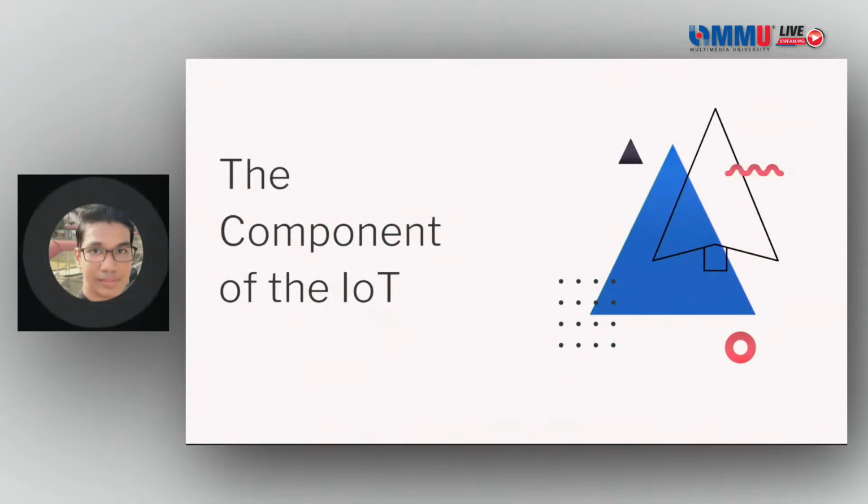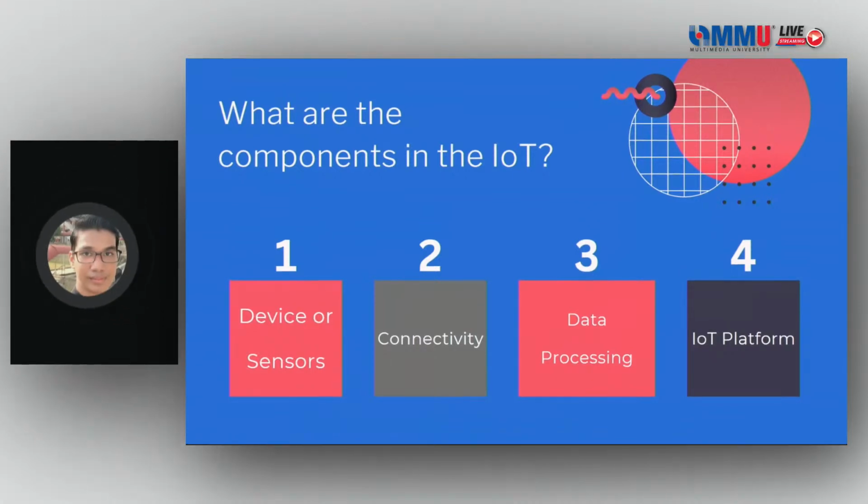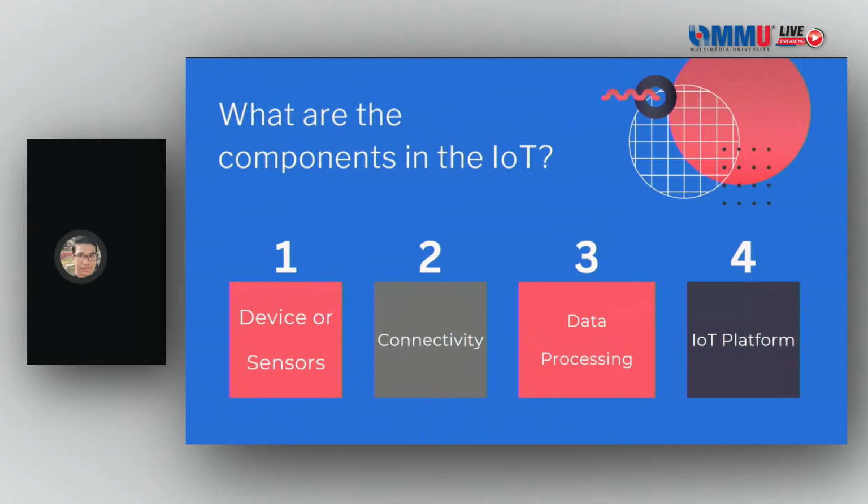So let's proceed to the components of IoT. This is the essential topic that everyone needs to know about. In order to know how IoT works, we need to know what is inside the IoT system. So these are the components of IoT. There are four categories, but if we search on Google or any other resources, the components of IoT can be varied. But in this presentation, I will show you a simplified version of the components in IoT.